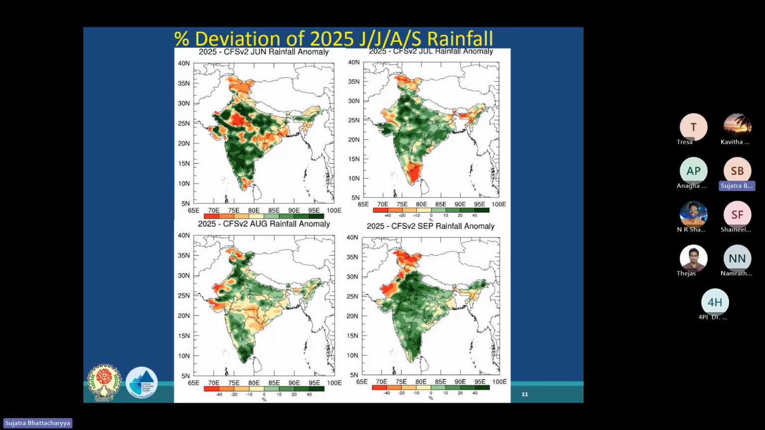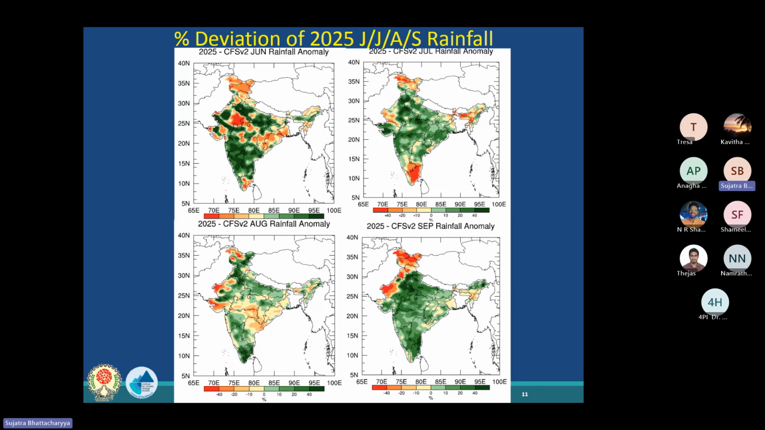Whereas in July, the model shows fairly good rainfall over the core monsoon region, except over the Tamil Nadu region. But in August, the model shows much less rain. And in September, again, it is showing large rainfall. One of the possibilities may be that the model started feeling that it is going to be a La Nina kind of situation, so it is giving you above normal rainfall.